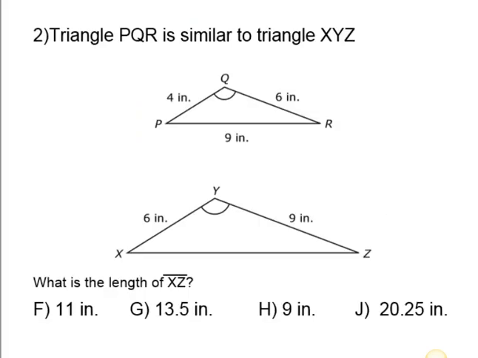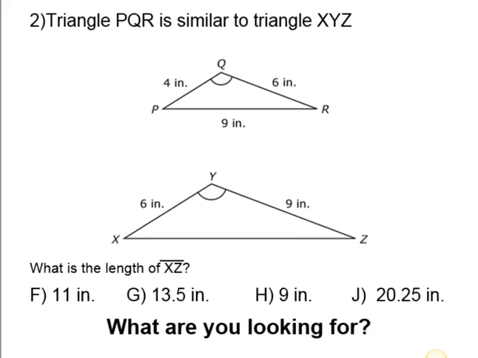For question number 2, the triangle PQR is similar to triangle XYZ. For our top triangle, PQR, and our bottom triangle, which is similar, is XYZ. What is the length of line XZ? F, 11 inches, G, 13.5 inches, H, 9 inches, J, 20.25 inches.